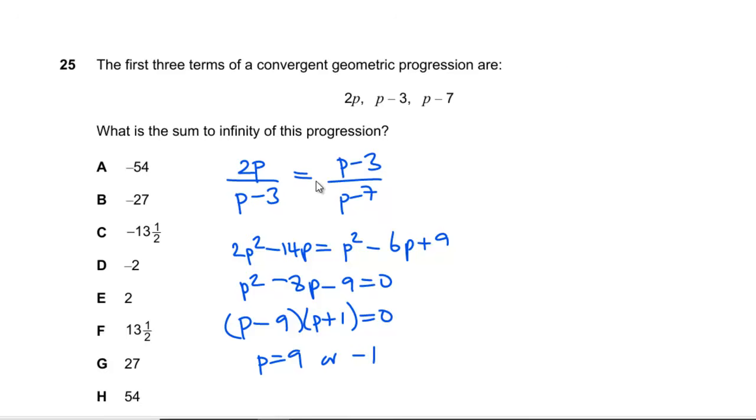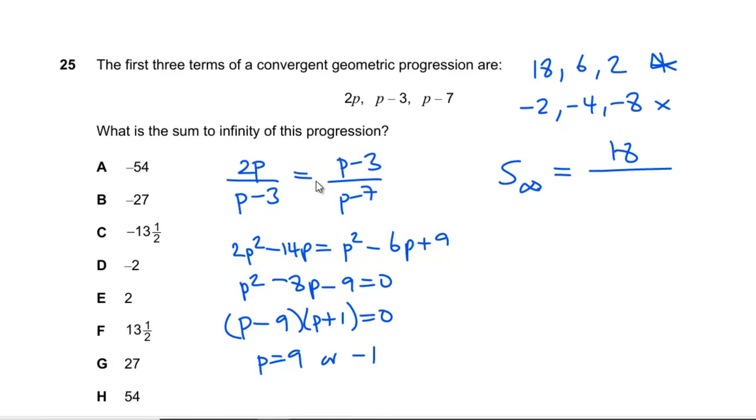What sequences do we get for this? If it was 9, we get 18, 6, 2. That looks like our sequence. The other one I assume doesn't work. We've got minus 2, minus 4, minus 8. So we don't want that one. We want this one. So we've got a is 18. Sum to infinity, a over 1 minus r, so 18 over 2/3. So that's what, 27. G.